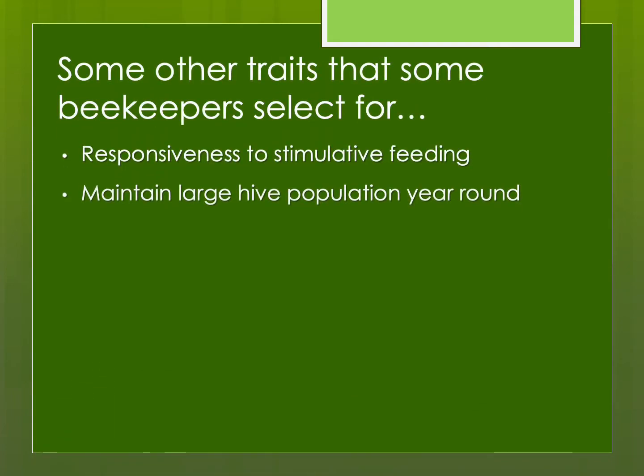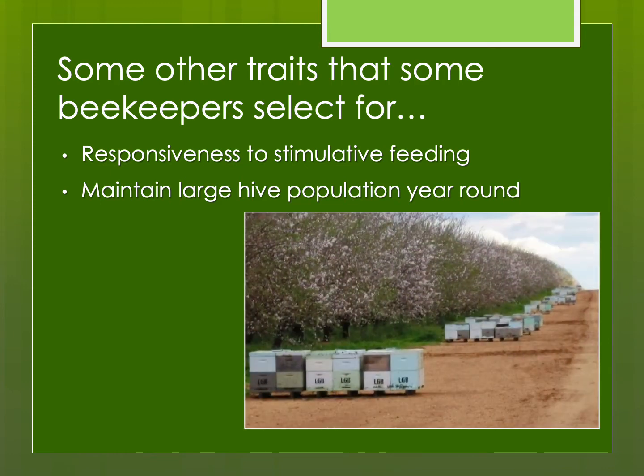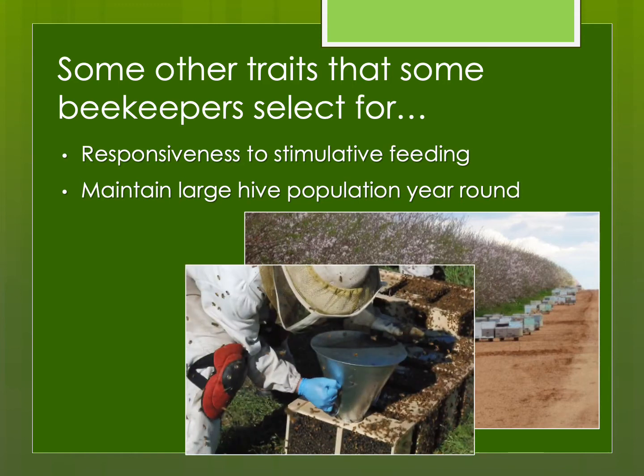And some other traits: responsiveness to stimulative feeding or maintaining large hive population year-round. That's not something that I select for. I don't send my bees to California for pollination, but if you were a commercial beekeeper, you might want to have a large hive population because those bees are not going to have to winter up north. You're going to take them down where it's warmer and you're going to be able to feed them, and you want to have a large hive population. If you have a small hive population, you might not be able to use that colony for pollination. And then, of course, if you're producing package bees, you might want to have lots of bees available to sell, and so these might be traits that you select for.